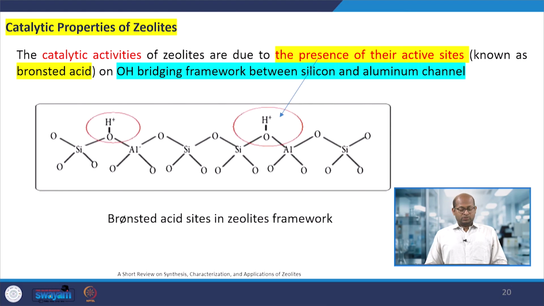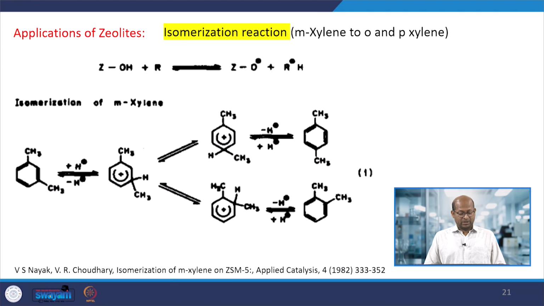Okay. So I said it is a silica-alumina network. Sometimes bridge hydroxyl groups are present. The presence of these acidic groups, or Brønsted acidic sites, sometimes helps in specific reactions of this type.